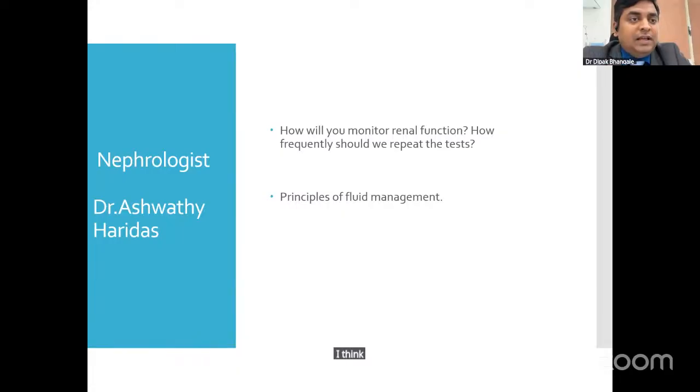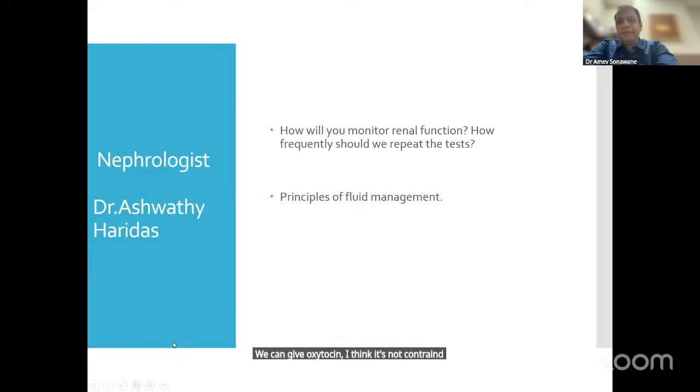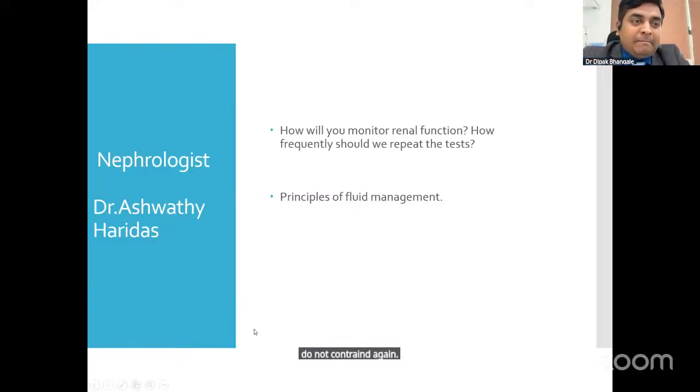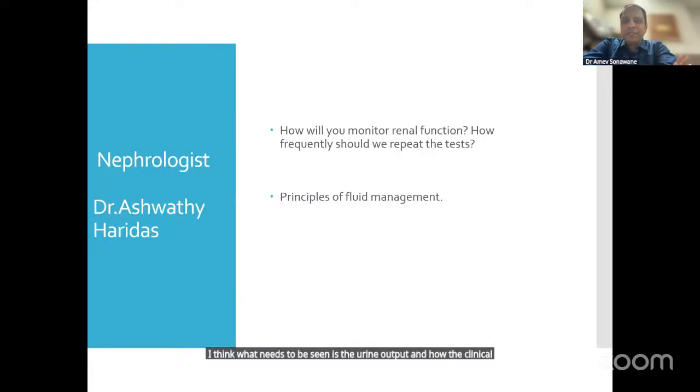I think oxytocin, I also, Dr. Amay, you know about the oxytocin, because I don't think we can give oxytocin. I think it's not contraindicated. What needs to be seen is the urine output and the clinical status of the patient.